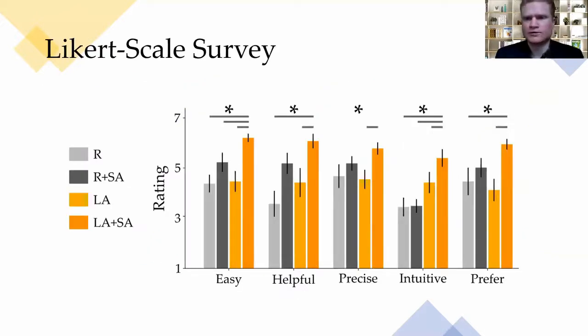Overall, we conducted a Likert-scale survey to see what people thought about each of these 4 different strategies: retargeting plus shared autonomy, latent actions, and latent actions plus shared autonomy. Remember, latent actions plus shared autonomy in orange is our proposed approach. You'll see that kind of across the board, people preferred our approach. They found it easier, more helpful. They were better able to do precise tasks. They thought it was more intuitive and overall preferred it. So we think these are some suggested results of maybe the merits of incorporating shared autonomy to help constrain the users to different goals when they're using this latent action approach.